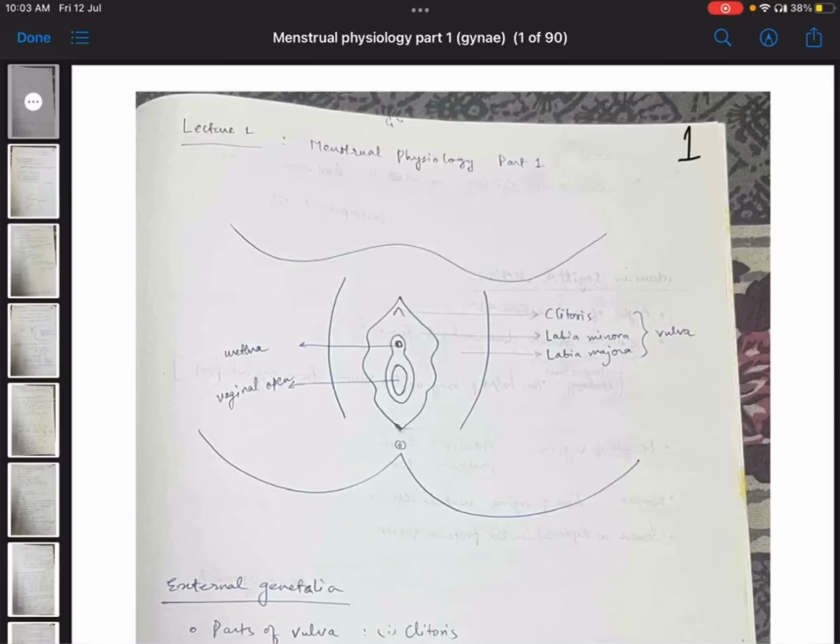So today we will be discussing menstrual physiology part 1, which is a chapter belonging to the gynecology of final year MBBS. So let's start.